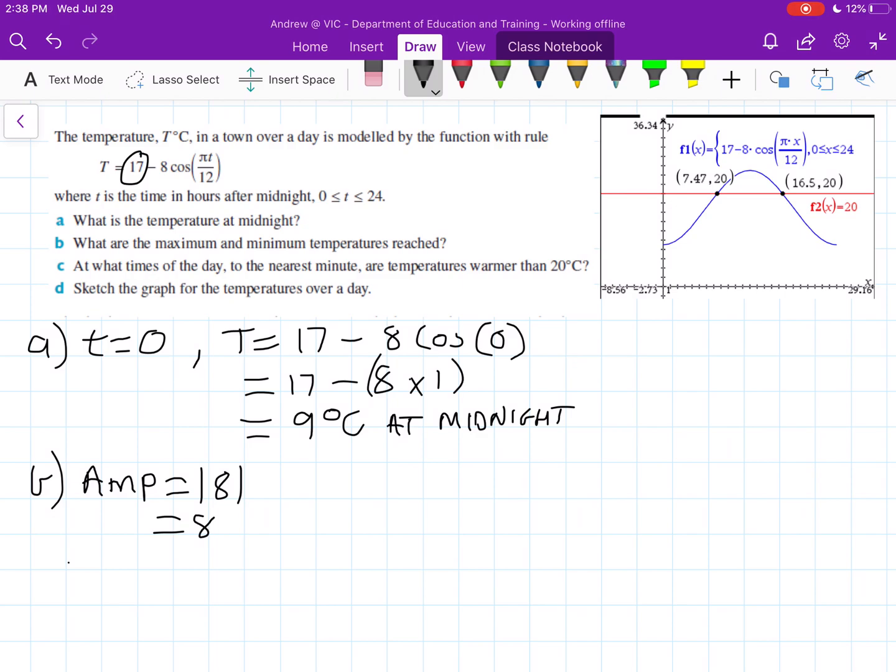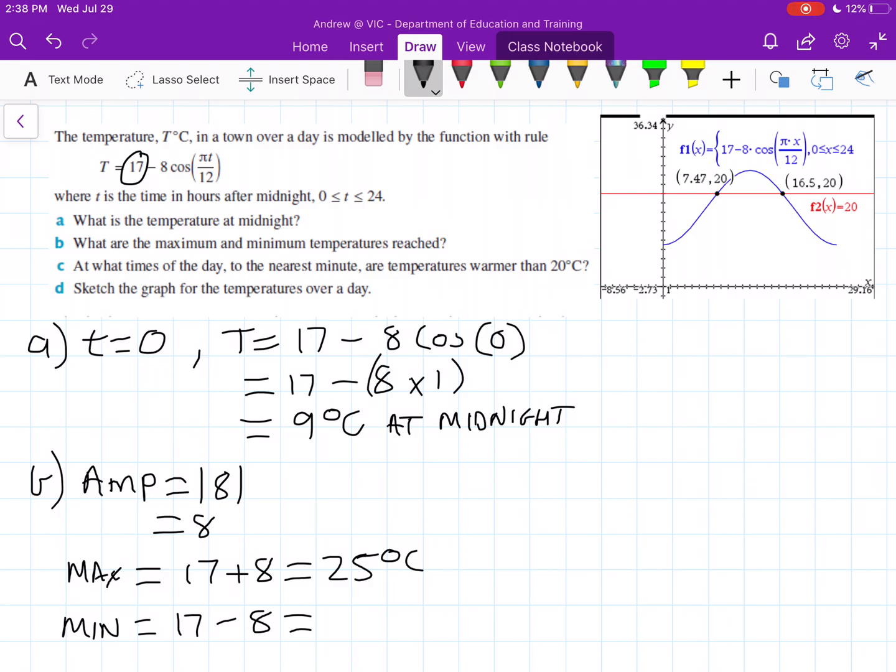So our max is going to equal 17 plus 8. This here is equal to 25 degrees. And our min is just going to be 17 minus 8. So you don't even need a calculator to work out this one either. Alright, so part C.